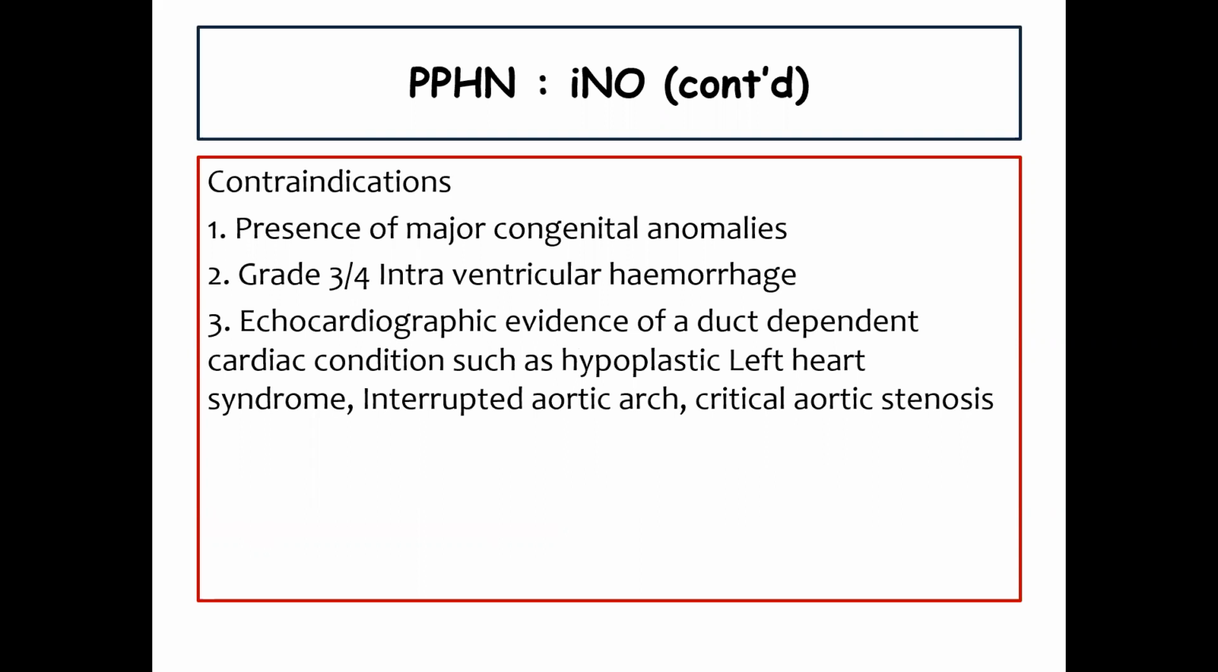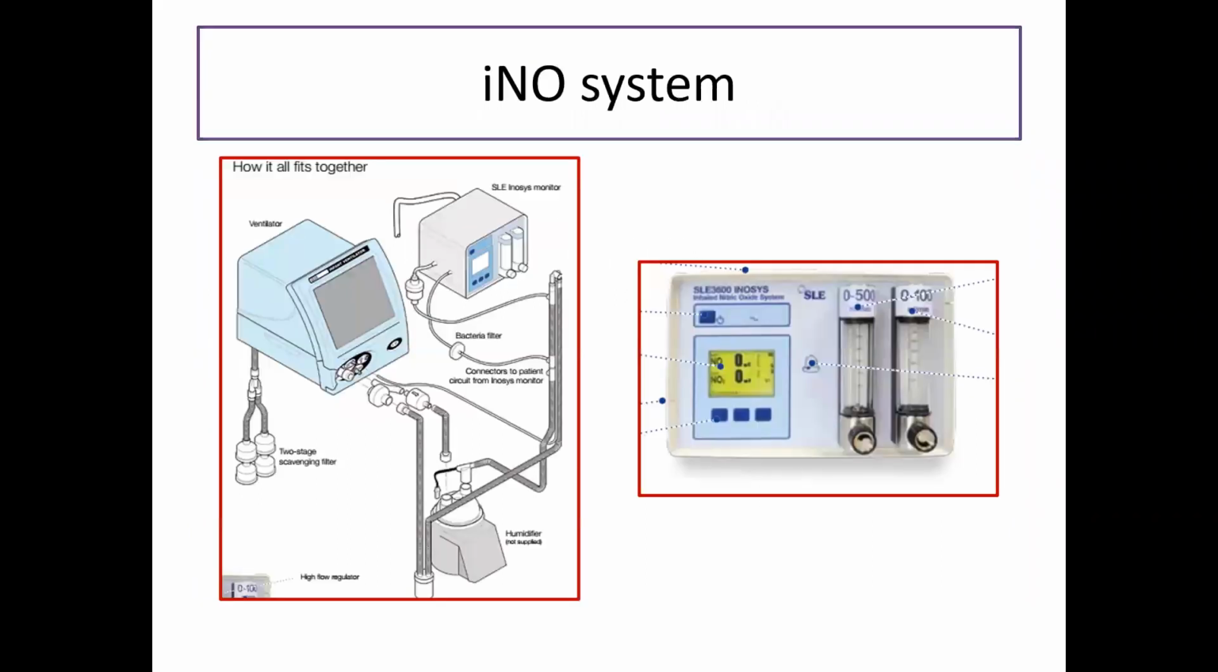There are few contraindications, such as the presence of major associated congenital anomalies, where the prognosis may be guarded, and the presence of grade 3, grade 4 IVH, and of course, echo showing an alternative diagnosis in the form of a duct-dependent heart disease, such as hypoplastic left heart or interrupted aortic arch, where nitric oxide can be counterproductive. And of course, as we discussed in the figure that we saw earlier, if there is severe LV dysfunction, nitric oxide can again be counterproductive. So one has to optimize the LV function before starting nitric.